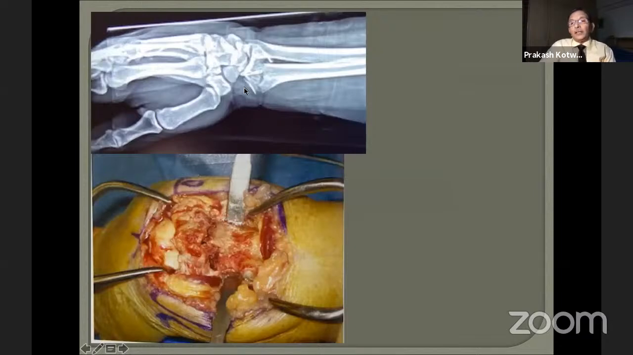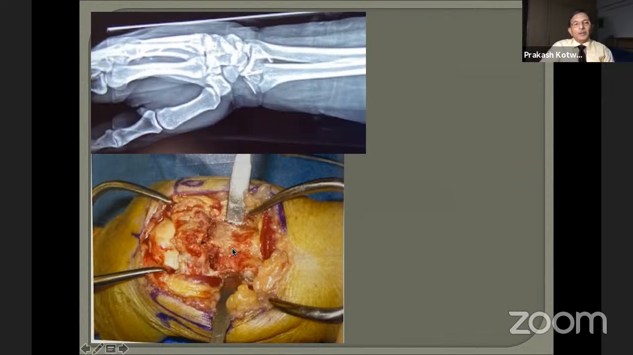For reducing the dorsally angulated fractures, this is the typical case, as I showed you in the first picture, which needs dorsal plating, and this would be the angulation that would be there. To reduce this, the easiest way is to stabilize the hand like this. This is the hand side and this is the forearm side.